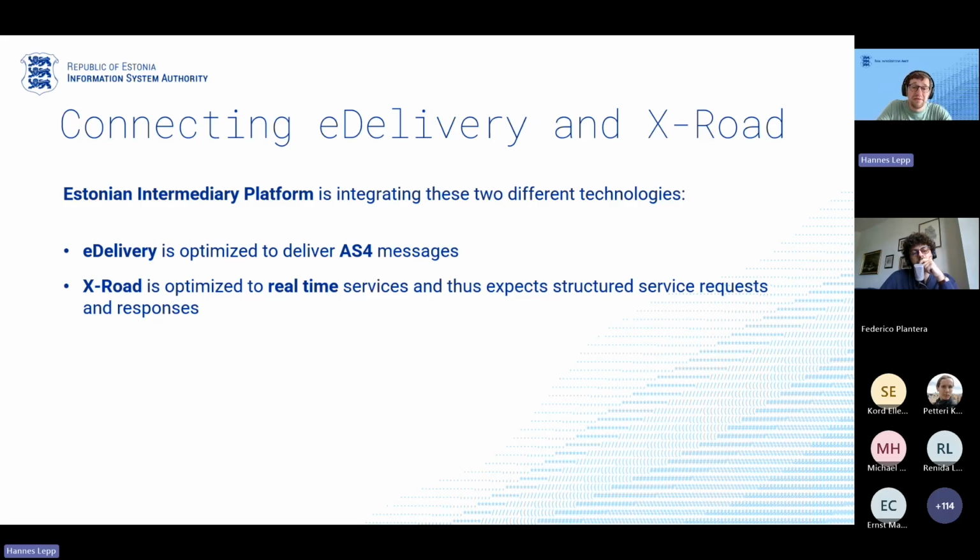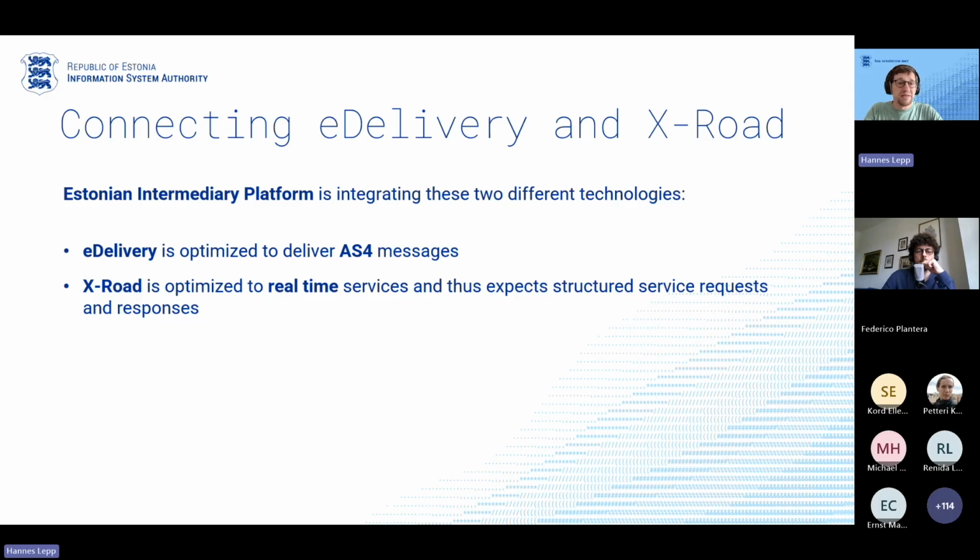On one side, we have e-Delivery, which is designed for exchanging AS4-based messages between member states. And on the other side, we have X-Road, which is optimized for real-time services. So the role of the intermediary platform is to connect these two worlds together. On one hand, the intermediary platform translates and orchestrates the communication so that the Estonian information systems can continue using their familiar X-Road. And on the other hand, to be connected with the European ecosystem.